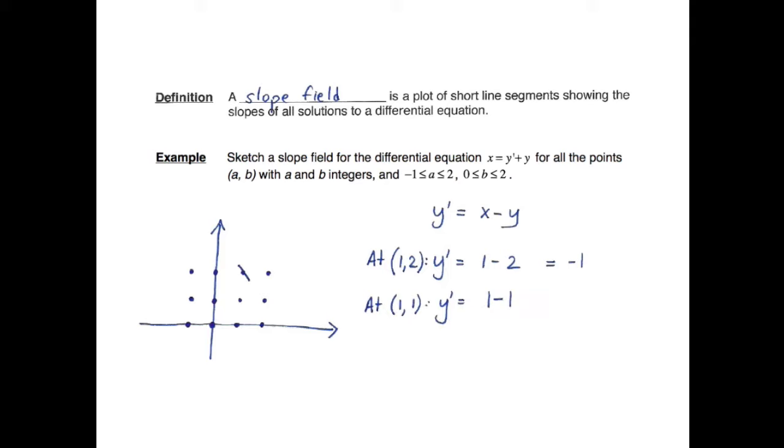Let's try another one. At the point 1, 1 here, y prime is x minus y. Here 1 minus 1, which is 0. Again, a slope of 0 is very easy to represent. It's represented by a horizontal little line segment. Now you can do this for all other points. So we have 12 points total. You don't need to write anything. You can do everything in your head and just add the line segments for each of these 10 other points.